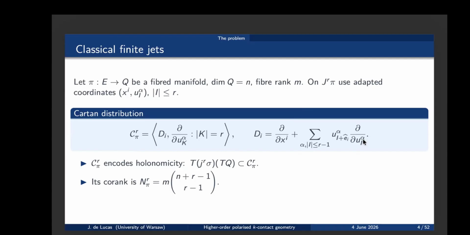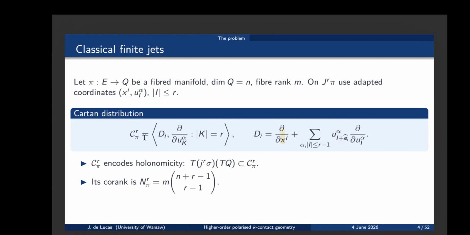Alpha is the index for dependent variables. I is the index for independent variables. And in this total differential, the indices have a weight or a module, I mean, the total number of partial derivatives is less than or equal to r minus 1. And this variable, as usual in the literature, is the multi-index I where we add a 1 to the position i of the index. So it's like taking a new partial derivative in the variable xi.